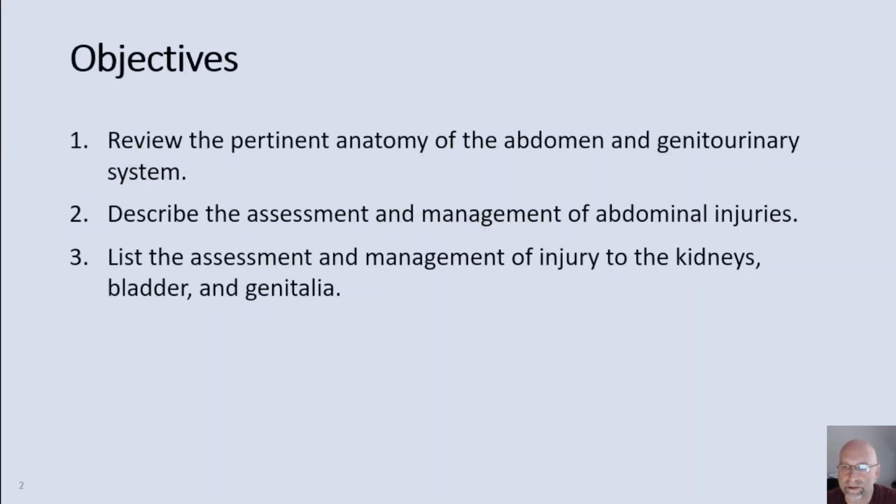The objectives for this learning module are: number 1, review the pertinent anatomy of the abdomen and genitourinary system. Number 2, describe the assessment and management of abdominal injuries. And number 3, list the assessment and management of injury to the kidneys, bladder, and genitalia.